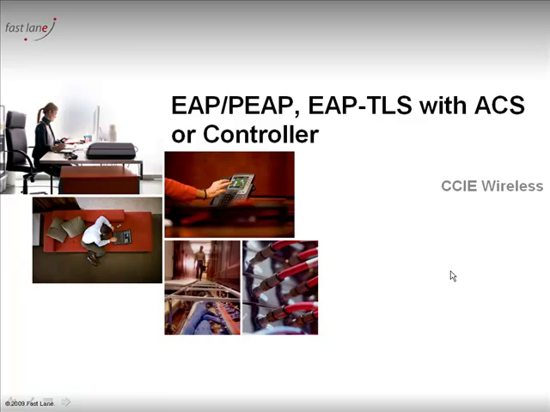Welcome to this series on the Cisco Unified Wireless Networking Solution. In this series of videos, we are looking at secure authentication on the wireless infrastructure using EAP-PEAP or EAP-TLS with the RADIUS on the ACS or directly on the controller.